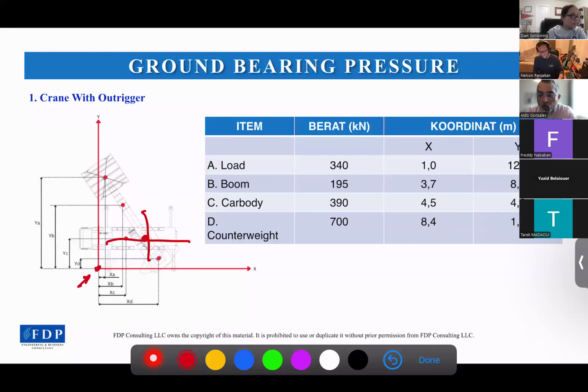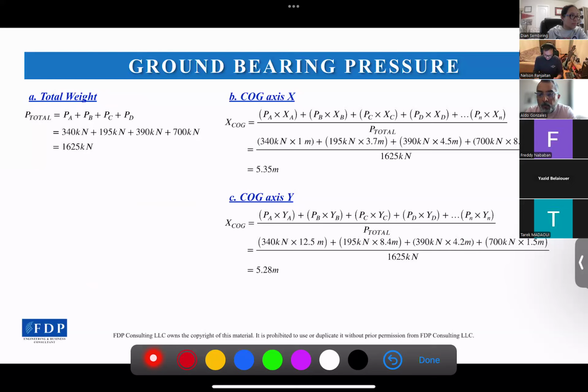You got my point, right? Thank you, Nelson. Okay. So for the X COG, we got 5.35 meters here.